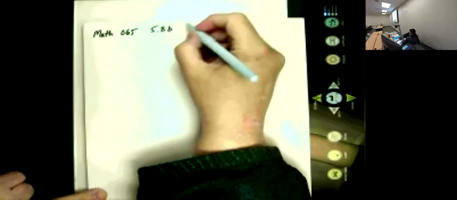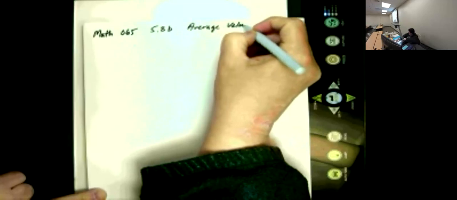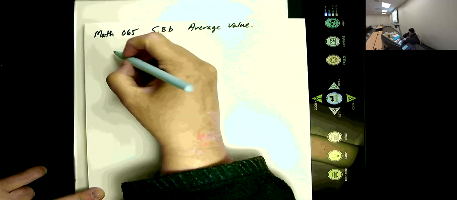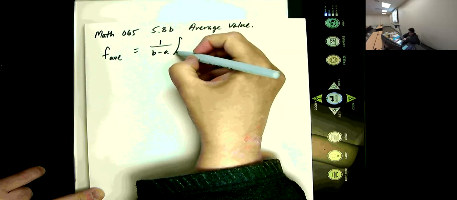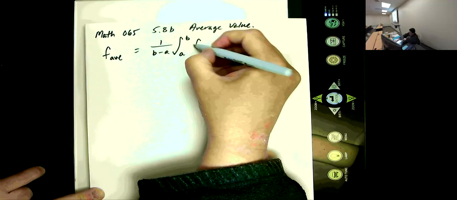So the last lecture, folks, we're at the end line. I wanted to add a little bit more to 5.8. 5.8 was on the average value. So this is like 5.8 part B, average value. And we had seen that the average value was 1 over b minus a times the integral from a to b of f of x dx.